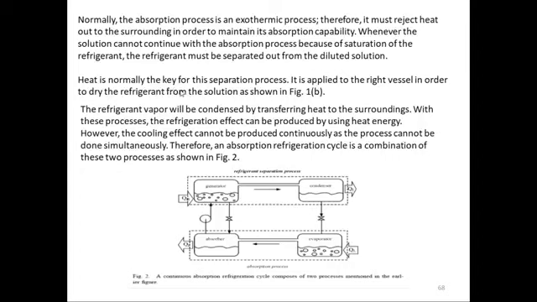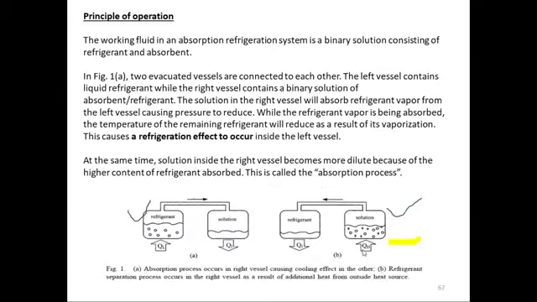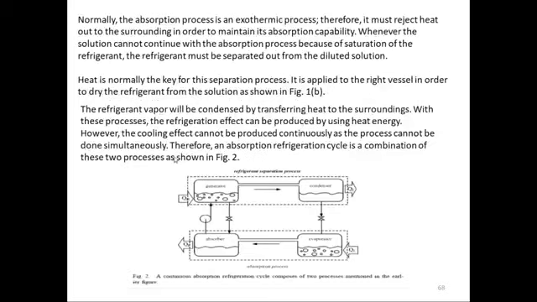Heat is normally the key for this separation process. It is applied to the right vessel in order to drive the refrigerant from the solution, as shown in figure 1b. So 1b was the other figure on the other side, this figure. When we supply heat, it will separate the refrigerant from it and send it back here. The refrigerant vapor will be condensed by transferring heat to the surroundings. With this process, the refrigeration effect can be produced by using heat energy.